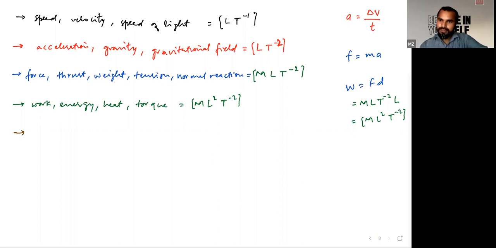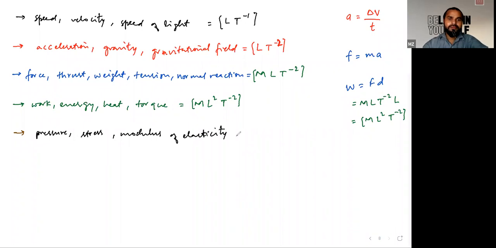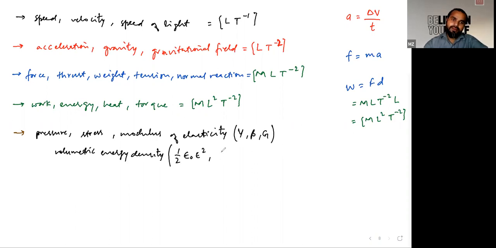Now, all of you send your answer in your chat box. I'm giving you one more problem. Next is pressure, stress, modulus of elasticity, that is Young's modulus, bulk modulus, and shear modulus. Next is volumetric energy density. This particular term is represented as half epsilon naught E squared or half B squared over mu naught. These all represent the same dimension.